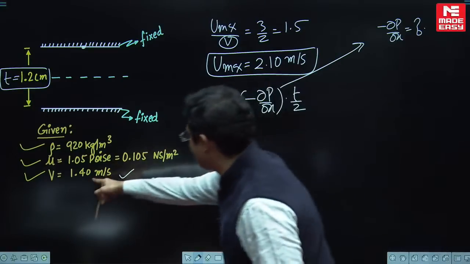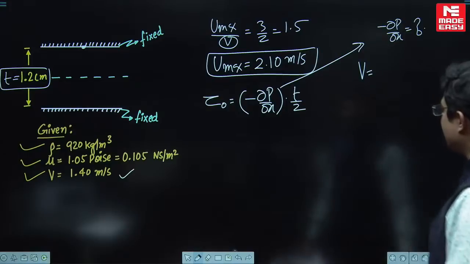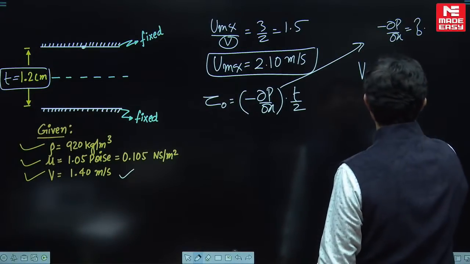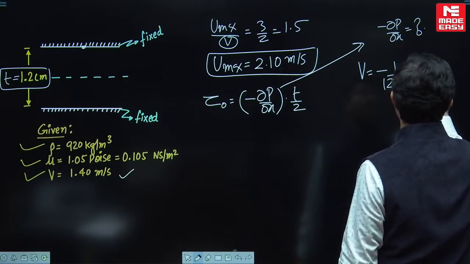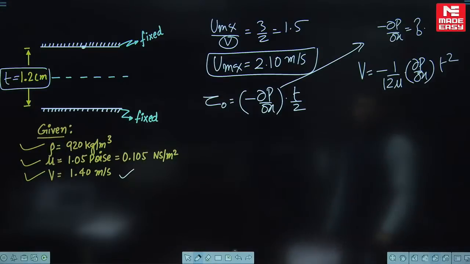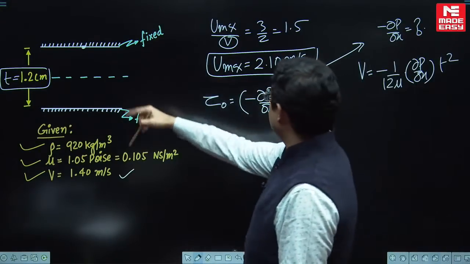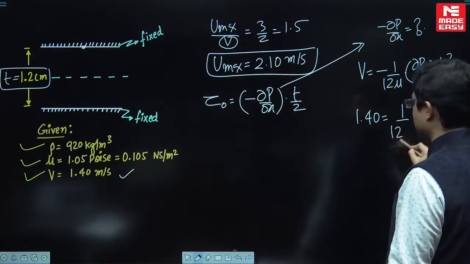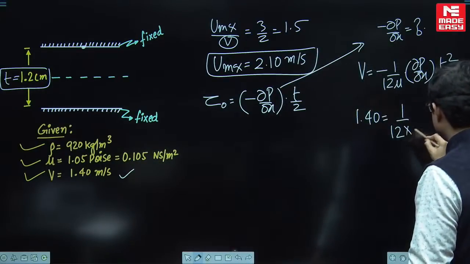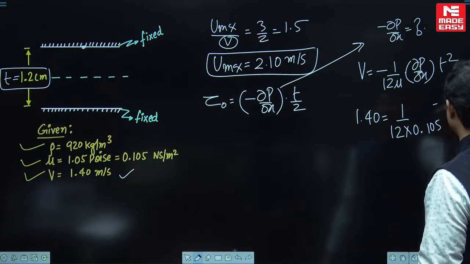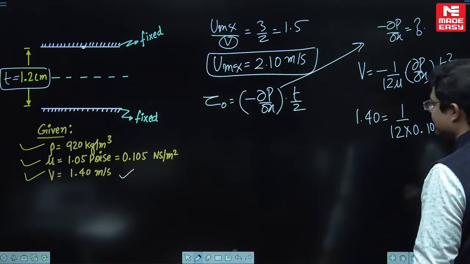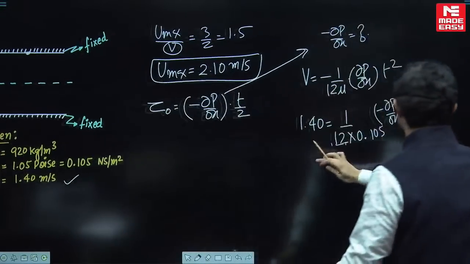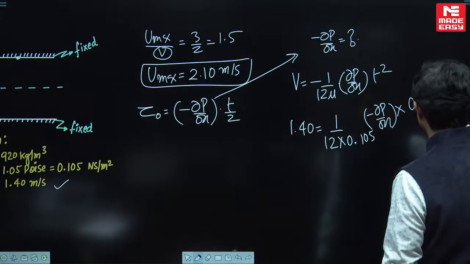You already have the average velocity. I hope you remember the formula for average velocity. From your derivation, it is minus 1 by 12 mu into del P by del X into T square. Average velocity is given to you, 1.40. So 1.40 is equal to 1 by 12 mu, which is given as 0.105, minus of del P by del X into T square. This is 1.2 centimeter, so T square is 0.012 squared.